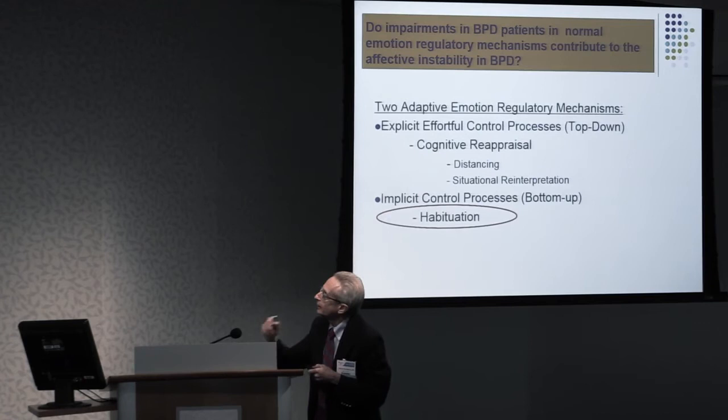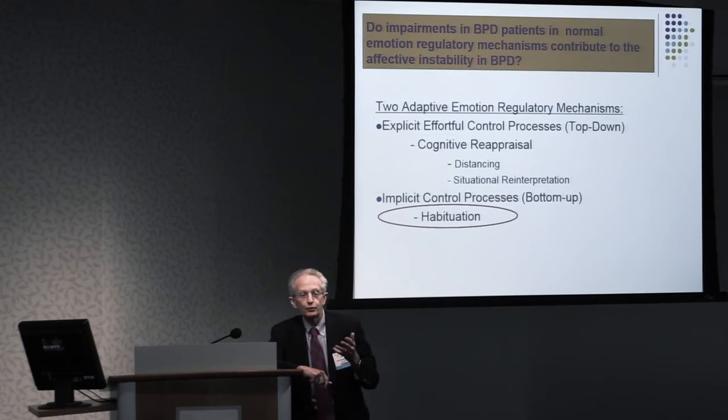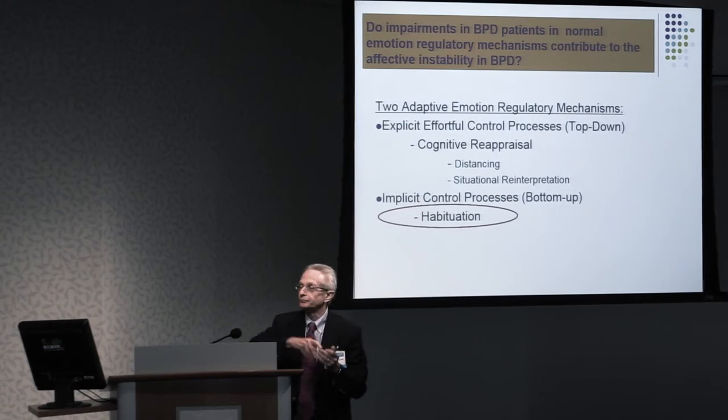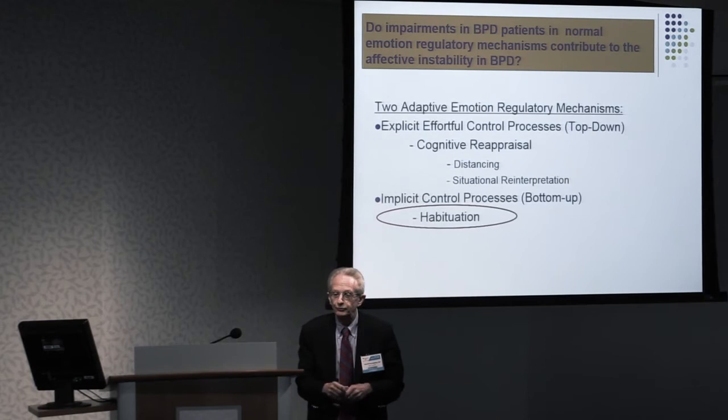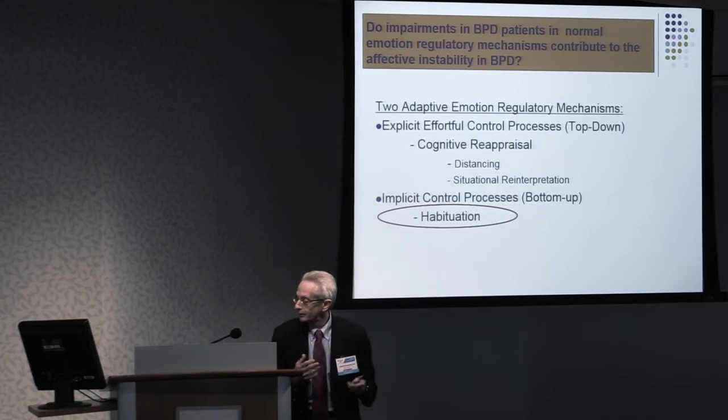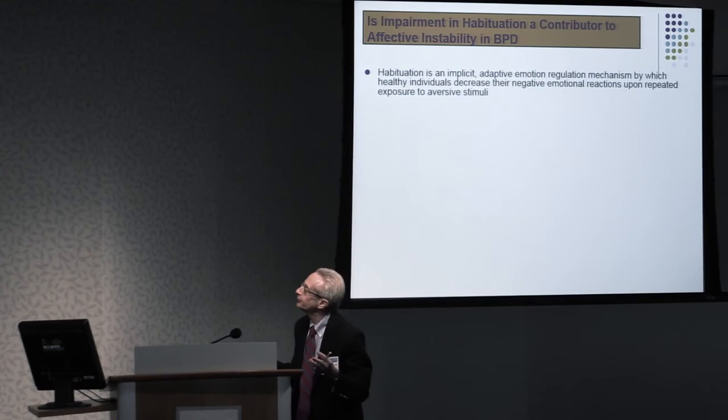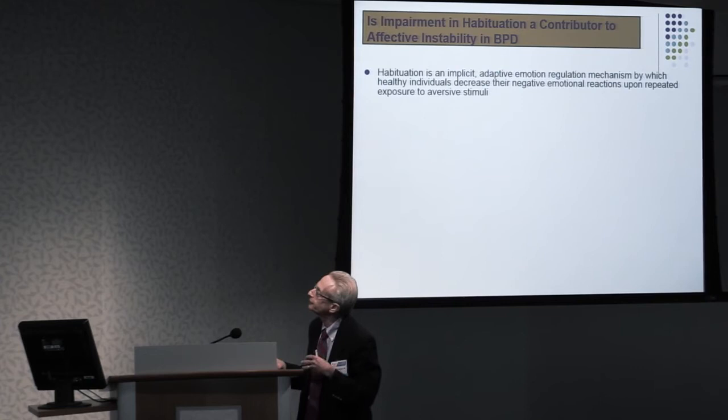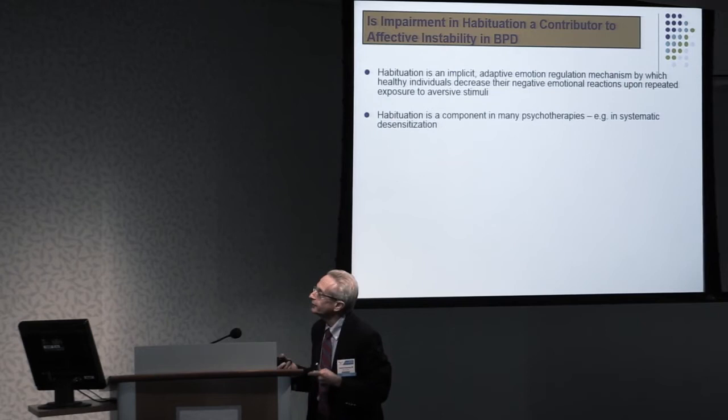Well, the next thing we wanted to look at is another control mechanism that we all use. This is a kind of more automatic control. It's habituation. You know, when we see something disturbing repeatedly, we kind of get used to it and it doesn't bother us as much. And we were wondering whether or not borderline patients didn't have as much of this capacity to habituate. So habituation is an adaptive emotion regulation mechanism where healthy people reduce their negative reactions upon repeated exposure to these aversive stimuli. And it's a component that's incorporated in many psychotherapies.